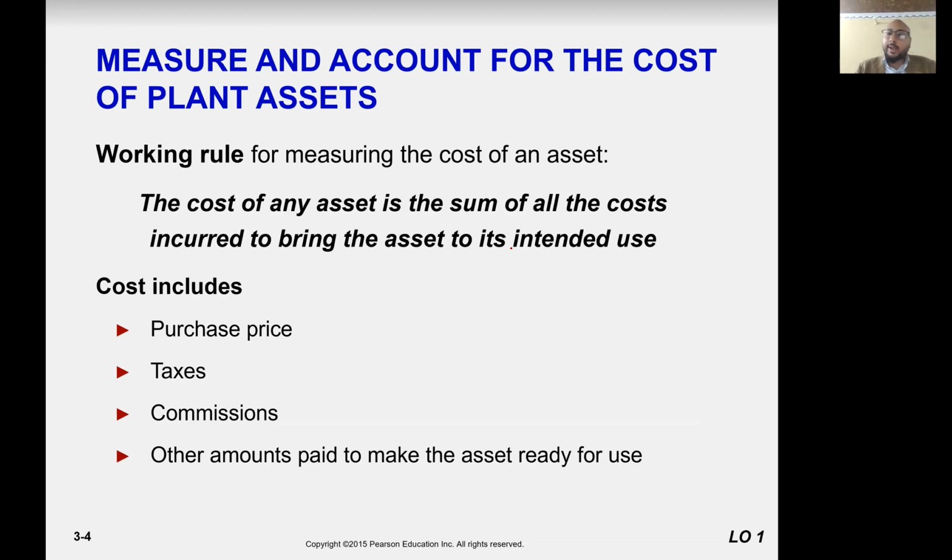And if after the running of the plant, after some days or some years, the plant is damaged or something, that would be a maintenance cost. That would not be included in the balance sheet. That will be included in the income statement.